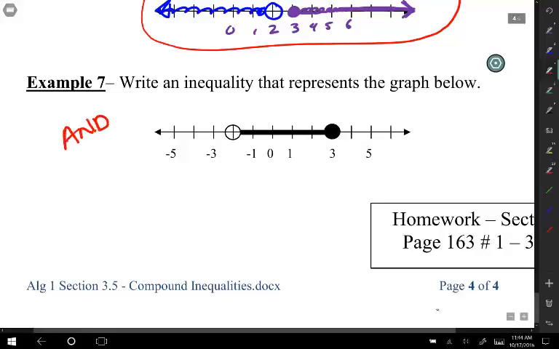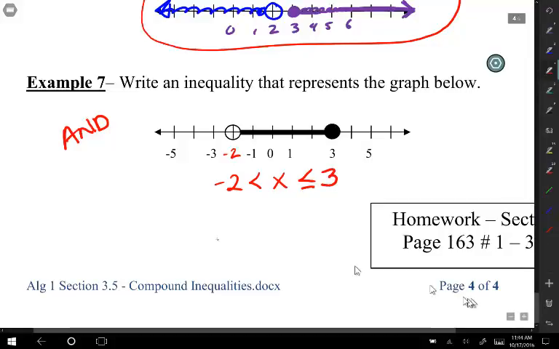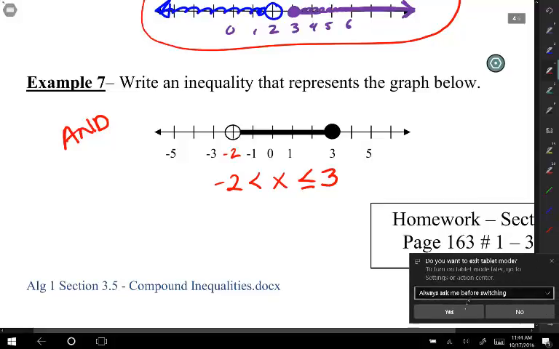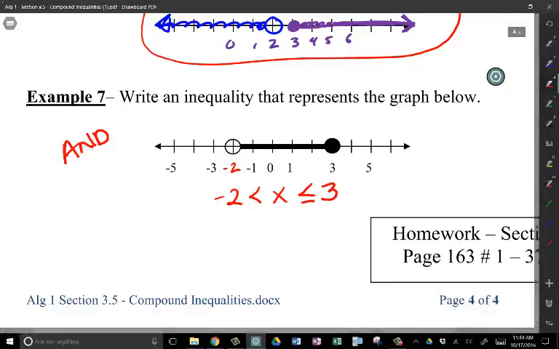Which way do the inequalities point? To the left. Okay, so we have this point right here looks to be negative 2. So let's just write negative 2 is less than x is less than or equal to 3. Does that make sense? Why is it equal to? Because it's a filled in dot.